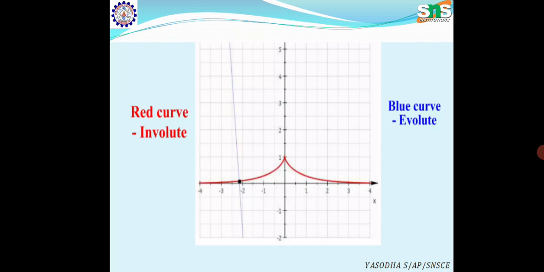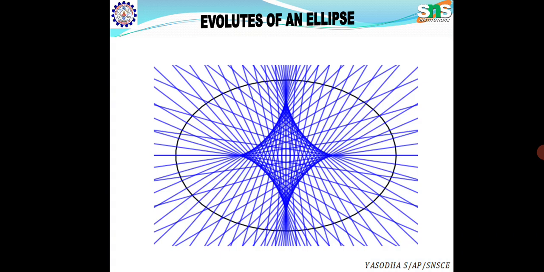Next graph. Here the red curve represents the involute and the blue represents the evolute. Next graph. Evolute of an ellipse is given. So evolute means the locus of all the centers of curvature of a curve. That is to say, when the center of curvature of each point on a curve is drawn, the resultant shape will be the evolute of that curve.